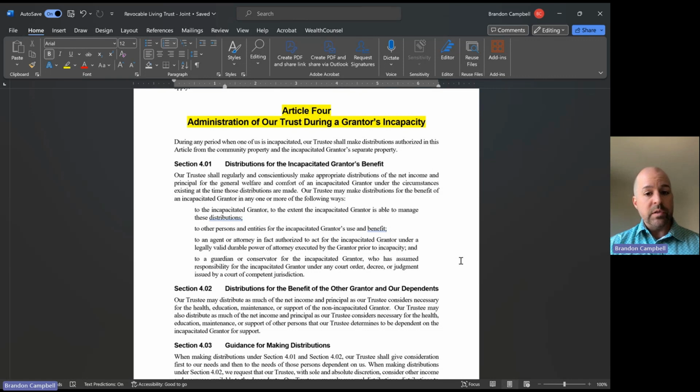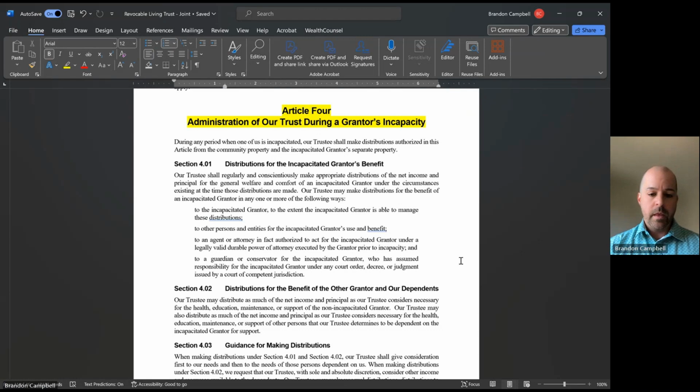So, Section 4.01, very importantly, just because I'm incapacitated doesn't mean that this is no longer my money and my property. For the rest of my life, this is still my trust. These are still my assets. Nobody is entitled to inheritance until I am gone. So, Section 4.01, first, take this property and use it for my benefit for the rest of my life while I'm incapacitated.